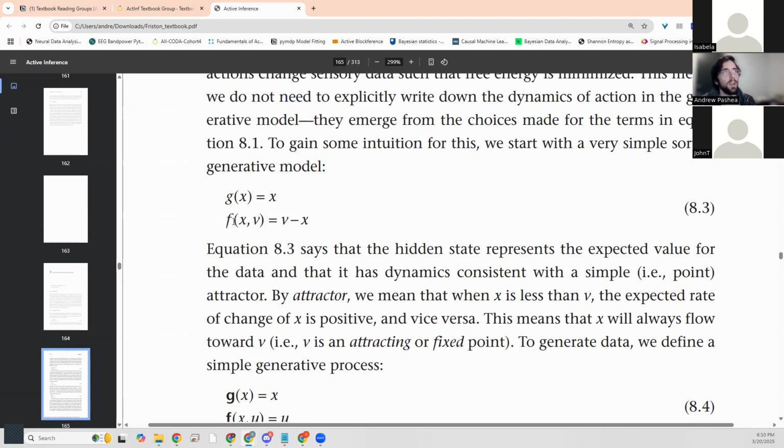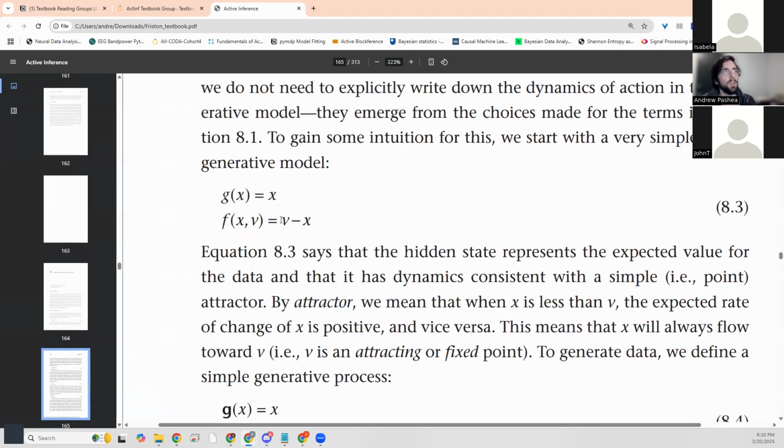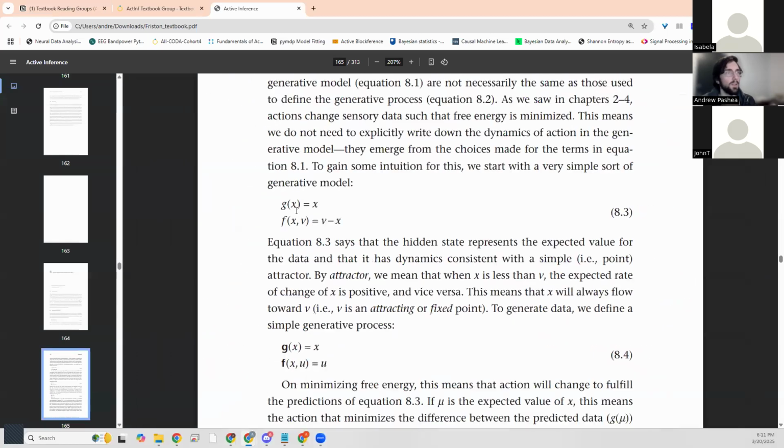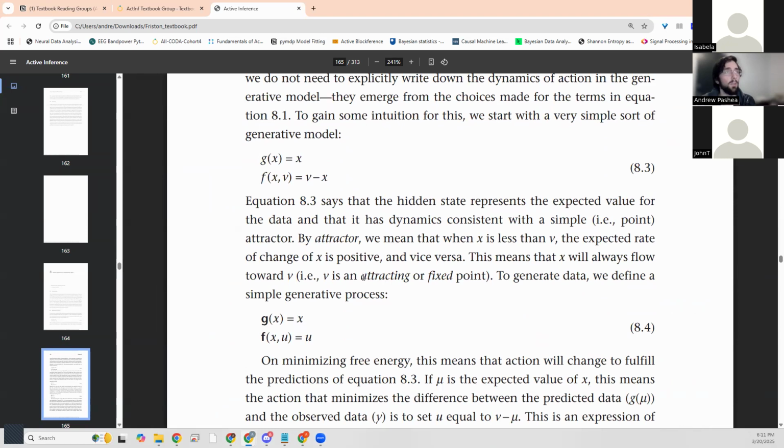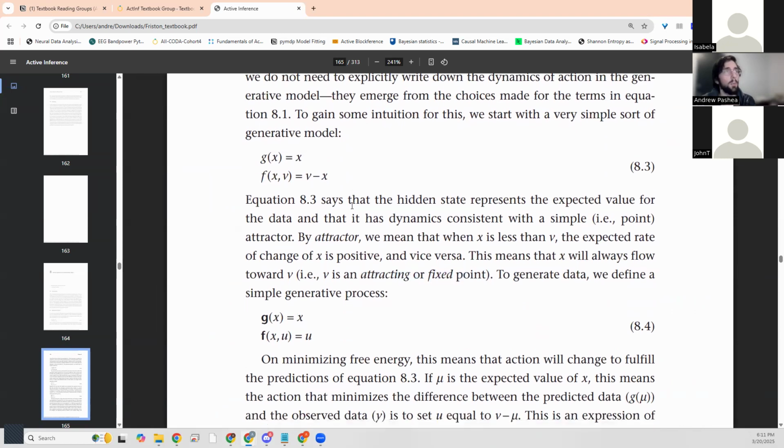So in this generative model in equation 8.3, we're introduced to this idea that V is a kind of attractor. Whenever X is too high, its rate of change becomes negative as it heads back towards the value of the attractor, and vice versa. If X is too low, it tends to increase back towards the value of the attractor. And so an attractor is a kind of attracting or fixed point.